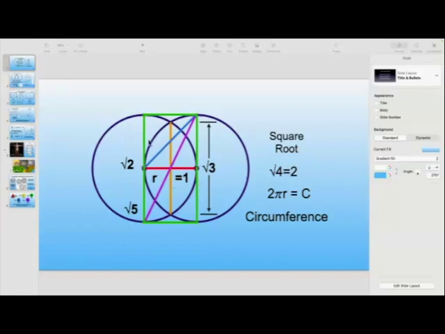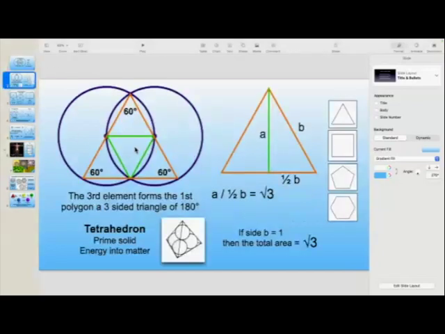So all these are square roots, and they're strange numbers. They never end. They're just like one point, and it just keeps going and going after the decimal point. So I wanted to show you, if we take the Vesica Piscis, it creates the very first polygon, which is a triangle. And if you take a triangle and take the height of that triangle and divide it by 1/2 of the side length, you're going to have the square root of 3. So you get the square root of 3 with all equilateral triangles.